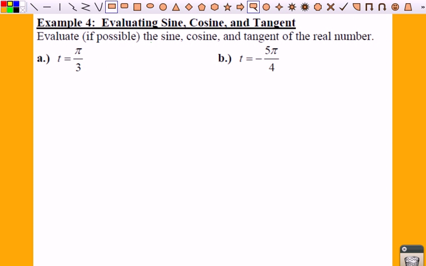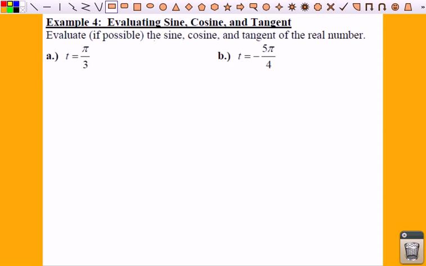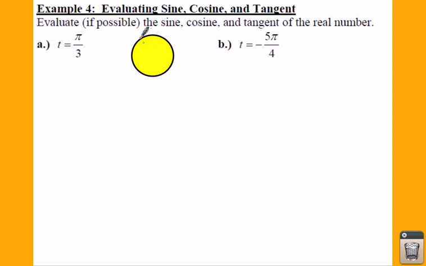So if you have a circle, if you want to go the distance of pi over 3, you're starting here at your 0. The distance of pi over 3 goes up here. You need to think of what is that ordered pair at pi over 3.